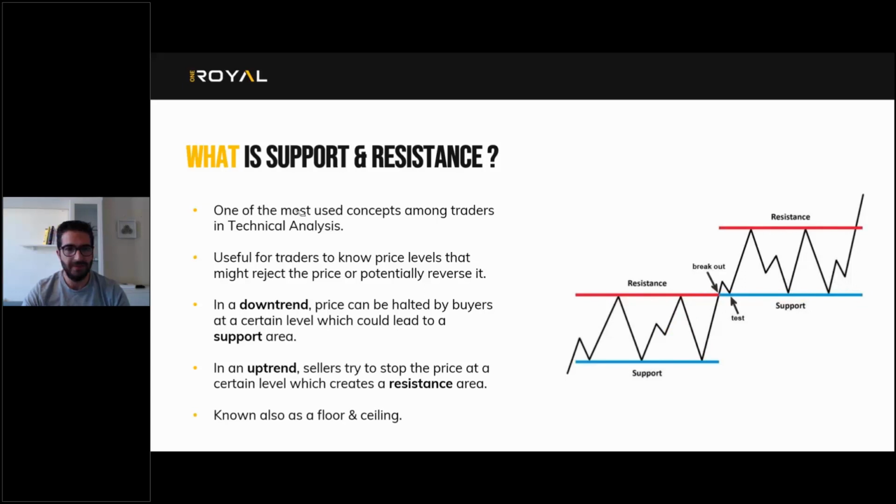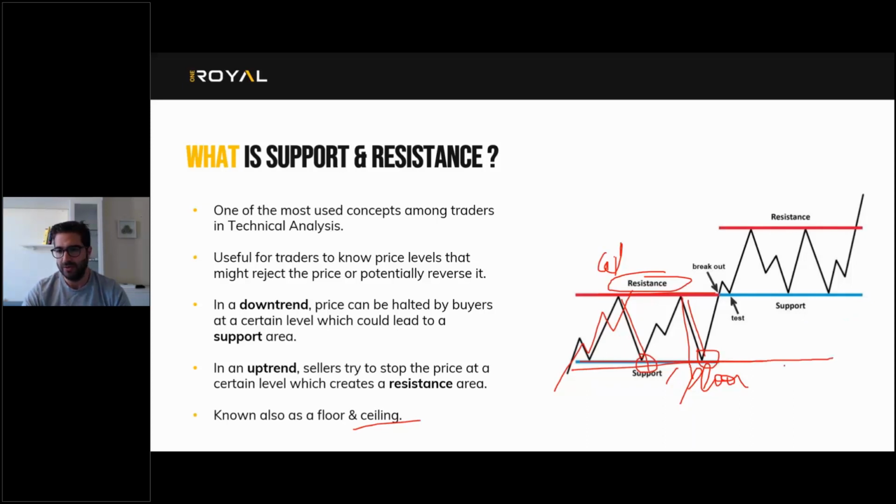So whenever the market is going to the upside and could not break a certain level, we call it resistance. Some other people call it a ceiling. In case the market could not break a certain level to the downside, similar to this here, we call it support, or you can call it a floor. So this is how you recognize support and resistance.